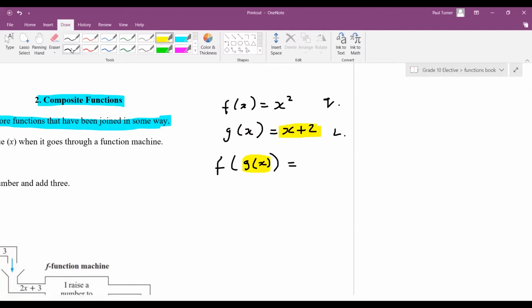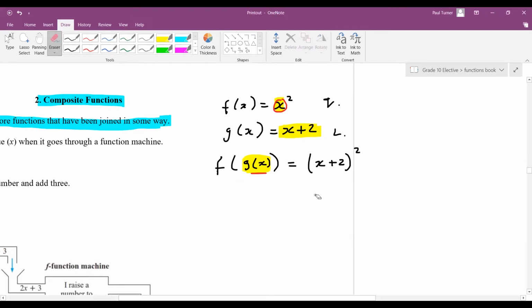So what I'm going to do is put the g(x), the g function, inside the f function here. So that would be written as (x plus 2) squared. Do you see what I did there? I took my g function, which is x plus 2, and I put it inside my f function here. Because that's actually f(x), isn't it? You see what I'm doing? I'm taking my g(x) function and putting it inside my f function here.